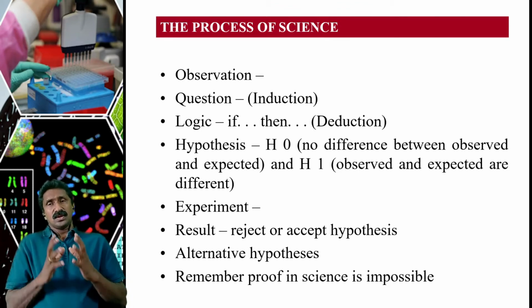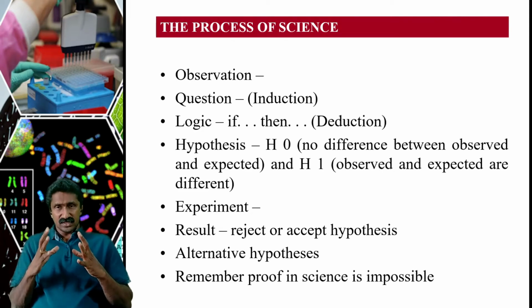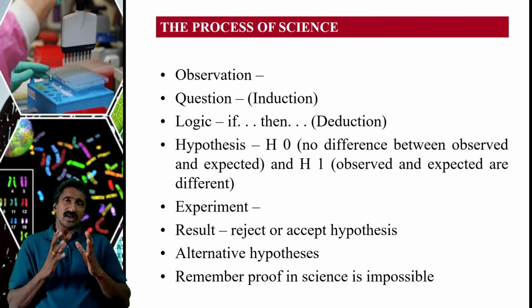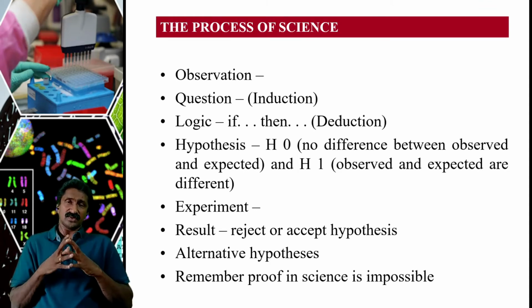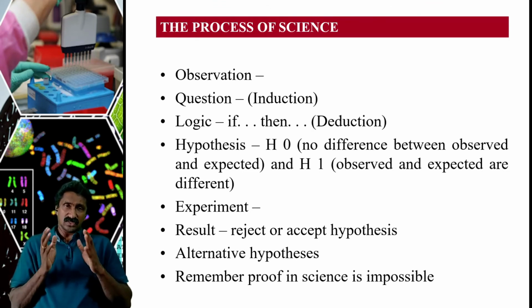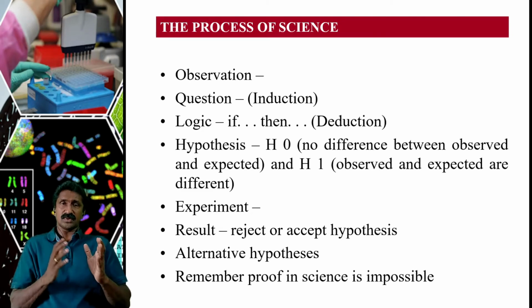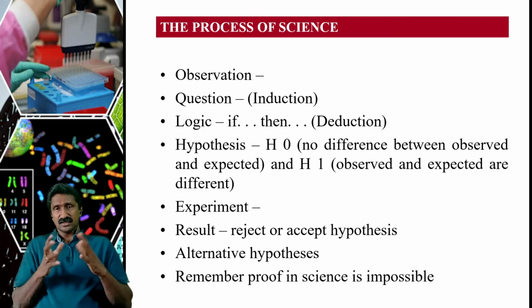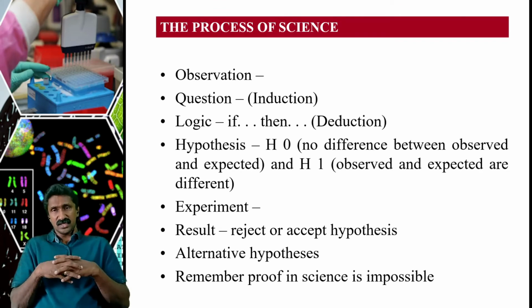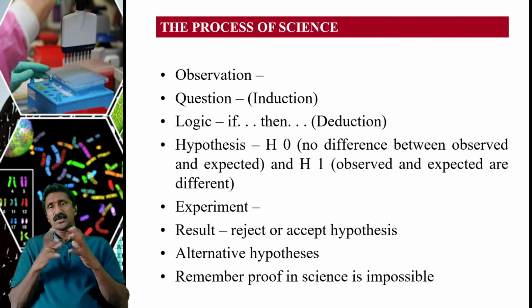Examples will be discussed later. And a hypothesis, usually a null hypothesis, H0, is where we say that there is no difference between observed and expected. That is the concept of the null hypothesis. And H1 says that observed and expected are different. That is the alternate hypothesis. The null hypothesis H0 says that there is no significant difference between the observed and expected. So such a type of hypothesis can be derived.